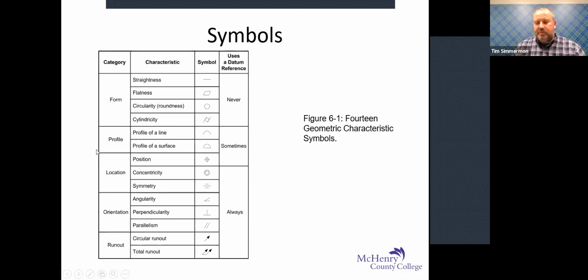The profiles are probably the most advanced, and if you look at the syllabus, that's why we're putting those more towards the end of the class. The symbols themselves are like reading a different language, hieroglyphics or something like that. They are the way to communicate which characteristic you're calling out on your blueprint.